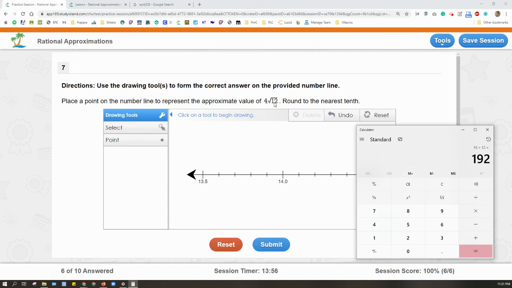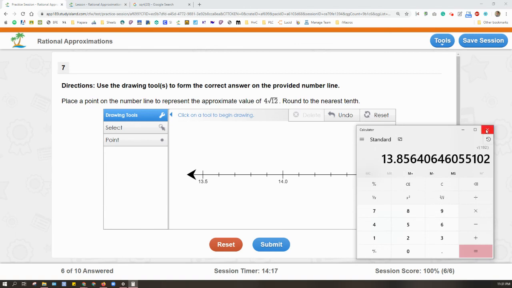So 4 times the square root of 12 is the same as the square root of 16 times the square root of 12. The square root of 16 times the square root of 12 is the square root of 192, because 16 times 12 is 192. So if I want to know what this is, I can just take the square root of 192. And I get my answer, 13.8564, etc., etc.